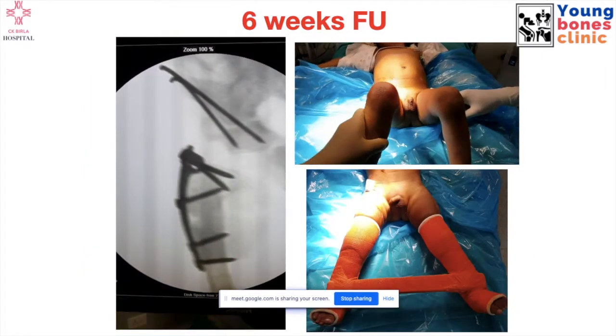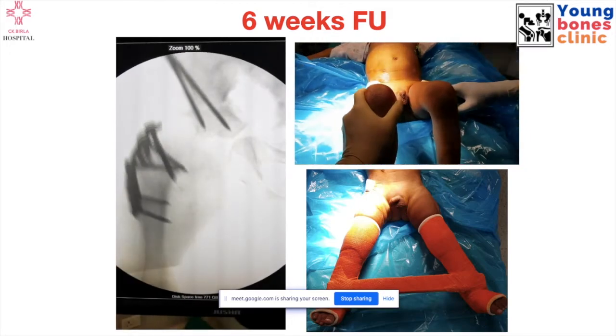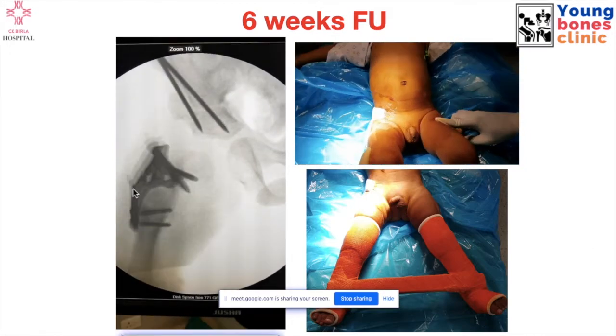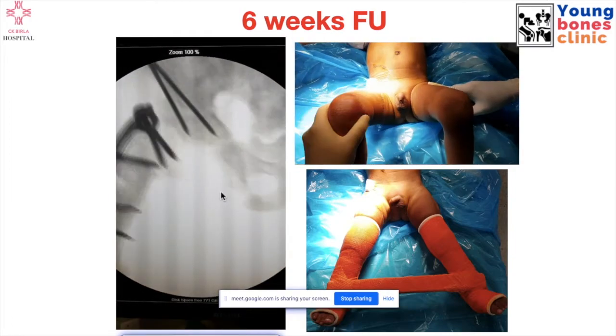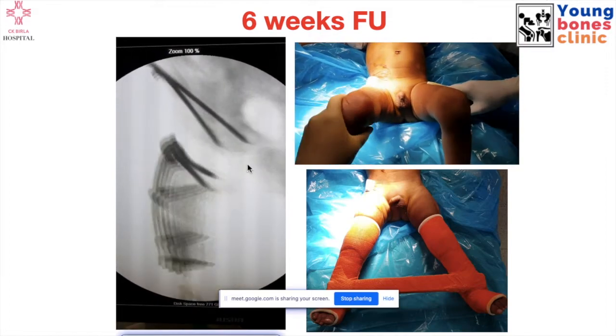Now the same child at 6 weeks of follow-up, the hip has become stable. This is the examination under C-arm guidance, and the hip is now stable. But of course, we know that long-term sequelae will not be that good.